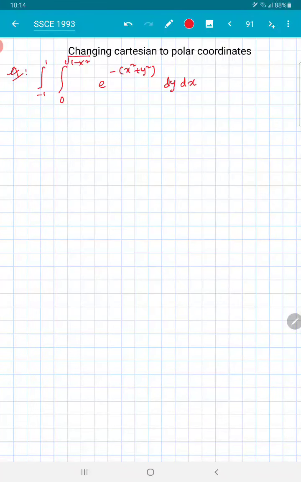If we look at the double integral as it is, you can see that this is very hard to evaluate because here we have e to the negative x squared. You can change this to e to the negative x squared times e to the power of negative y squared, but it's still very hard to evaluate as it is. So now we're going to change the double integral from Cartesian coordinates to polar coordinates.